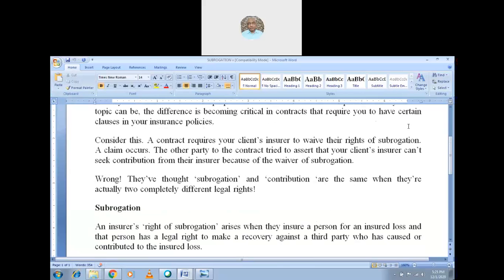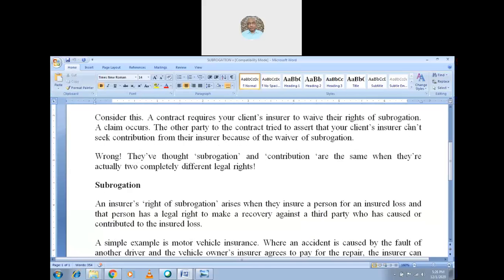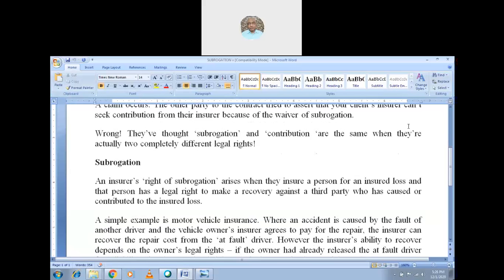Coming to the matter of subrogation, an insurer's right of subrogation arises when they insure a person for an insured loss, and that person has a legal right to make a recovery against a third party who has caused or contributed to the insured loss. Suppose the loss or injury is caused by a third party, then the insured will try to get compensation from the third party.